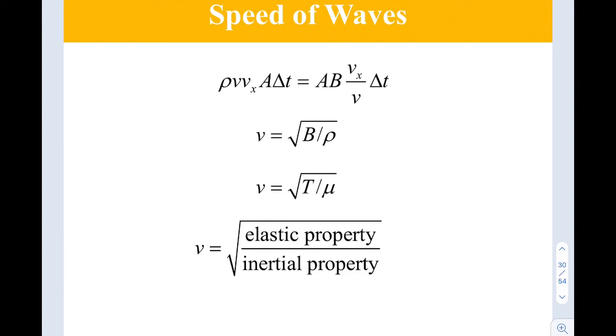So if we're talking about the stretched string just now, the elastic property is the tension within the string. The inertial property is the mu. The bigger the mu, the harder for us to change the velocity, to stretch the string, and so on. If we're talking about gas, then the elastic property is in terms of bulk modulus, because within the bulk modulus, it talks about changes in volume. That is the elastic property for gas. And the inertial property is the density of the gas itself.